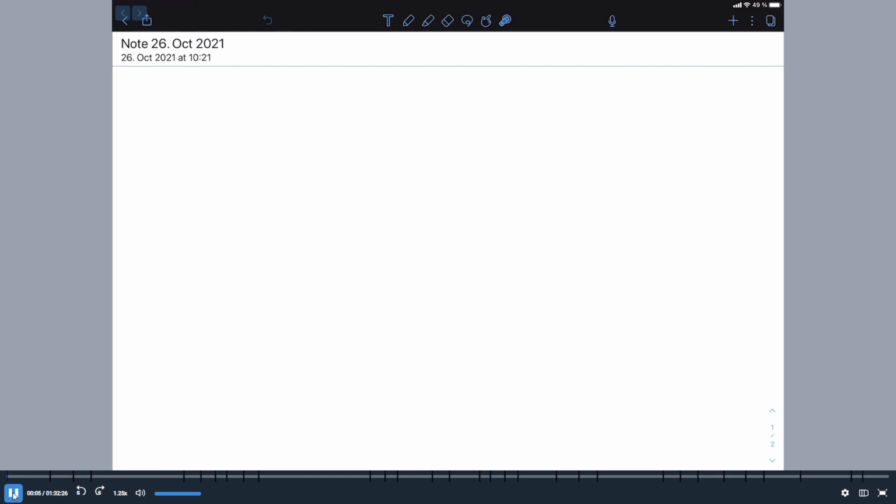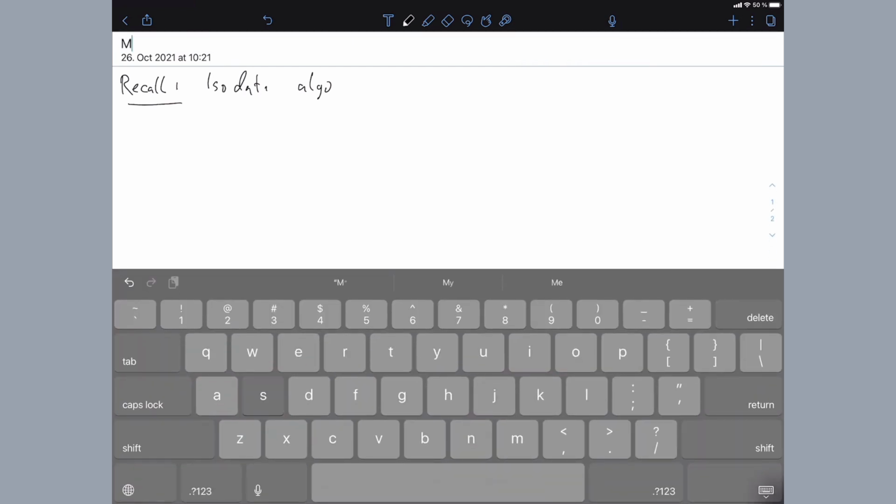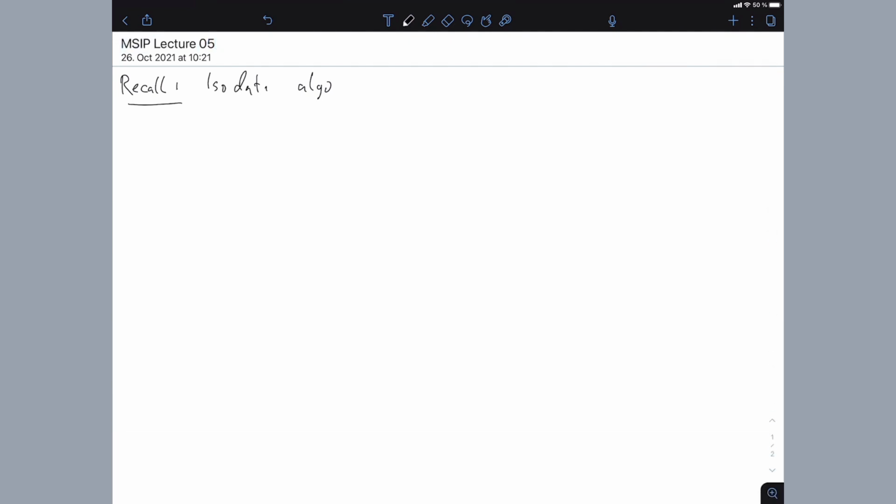Last time we stopped in the middle of analyzing the ISO data algorithm. The idea of this was to segment an image into two parts. So we were thinking about handwriting in front of a constant background, and we wanted to do thresholding to separate the handwriting from the background. And the ISO data algorithm was our strategy for how to determine the threshold.